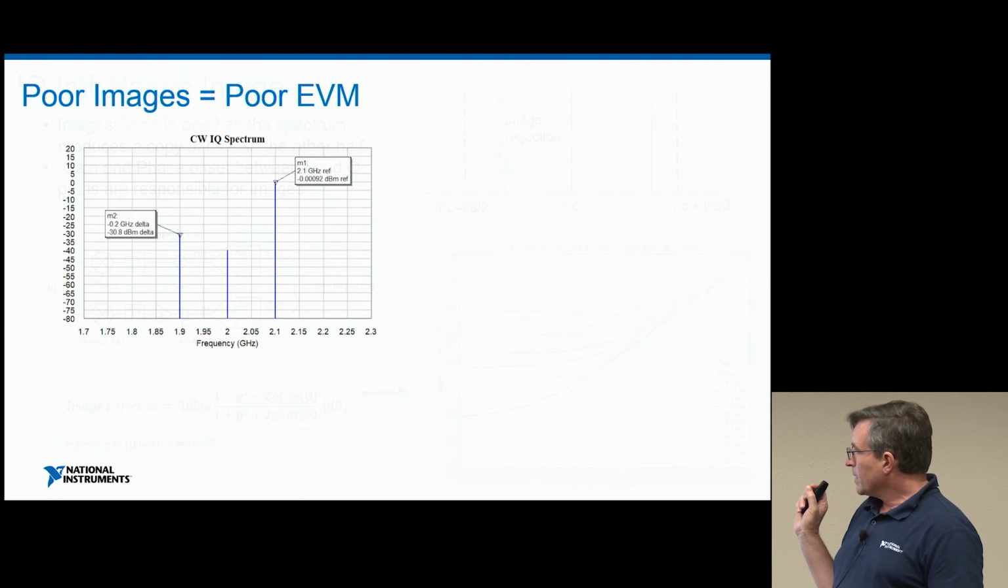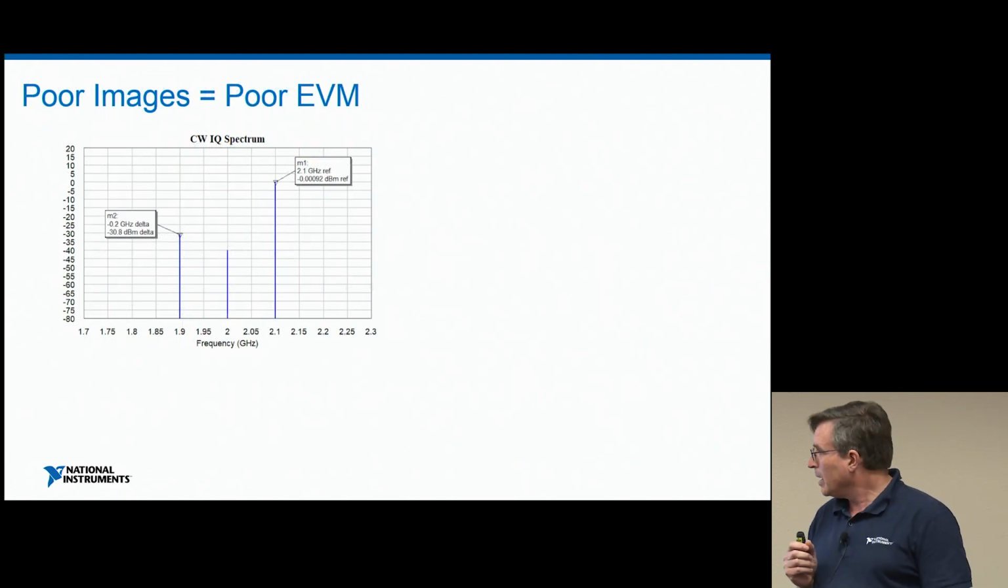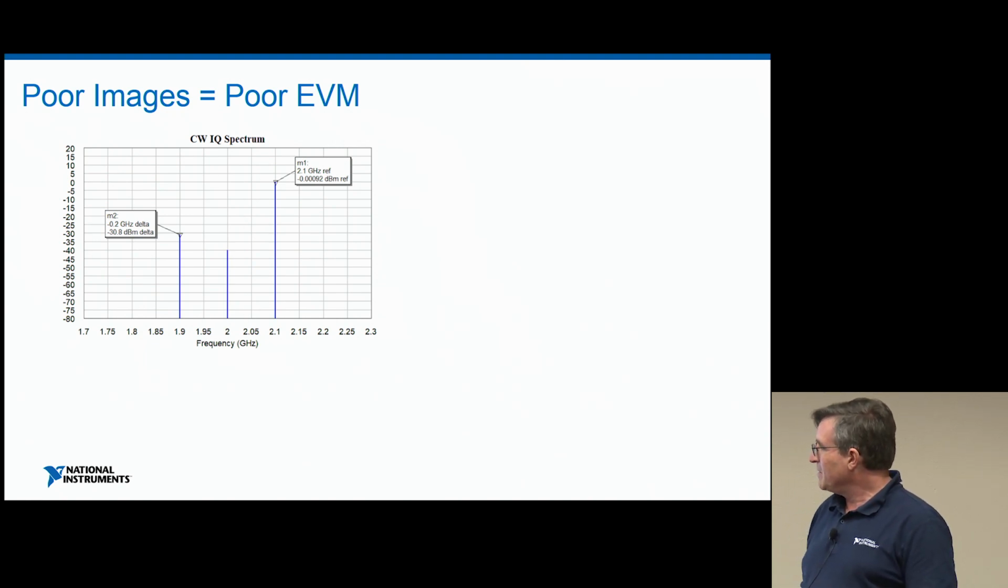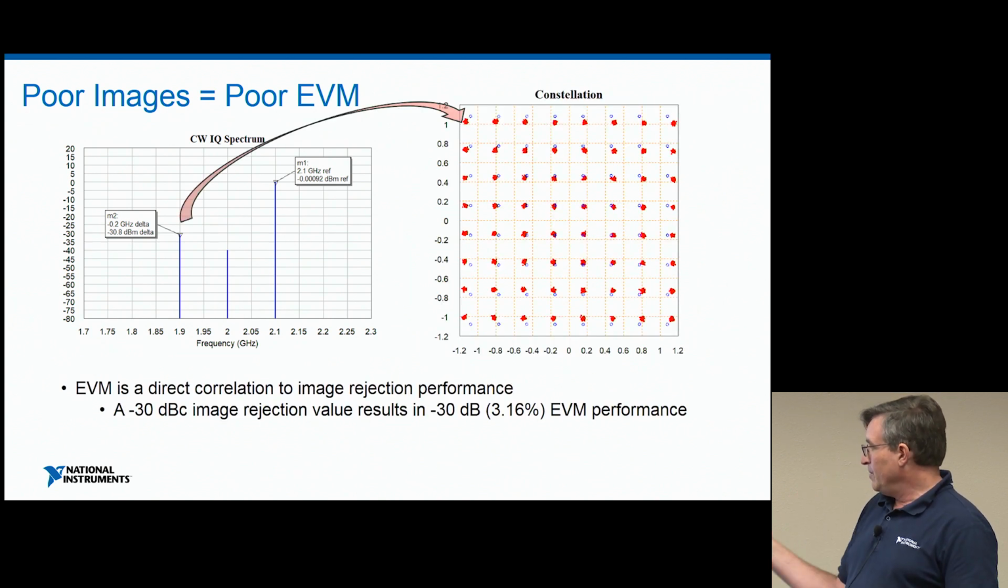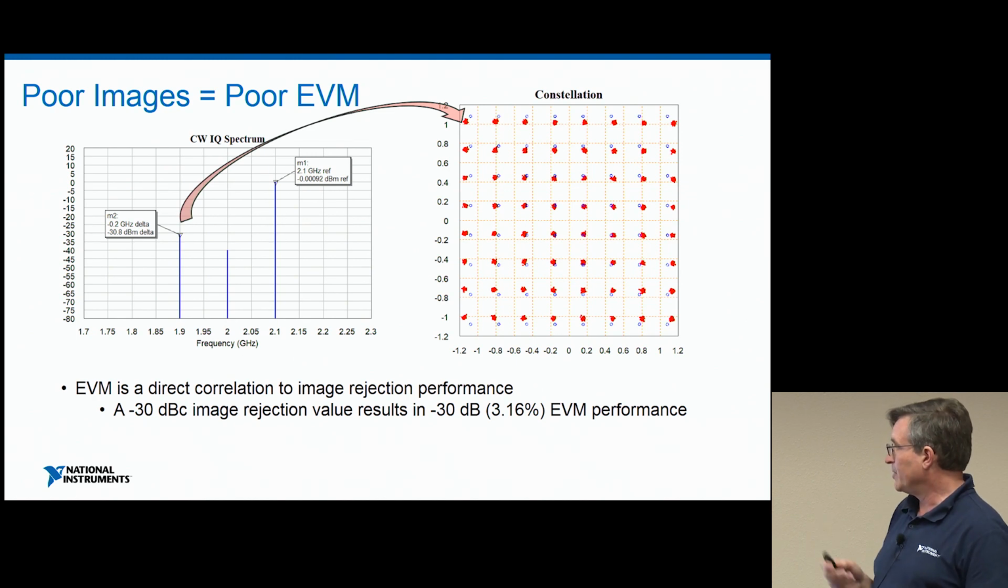The other consequence of having these poor images is that they lead to poor EVM. Here I'm showing a 30 dBc image on the left side, and it'll lead to no better than 30 dB of EVM, or 3%. So that's the direct consequence.